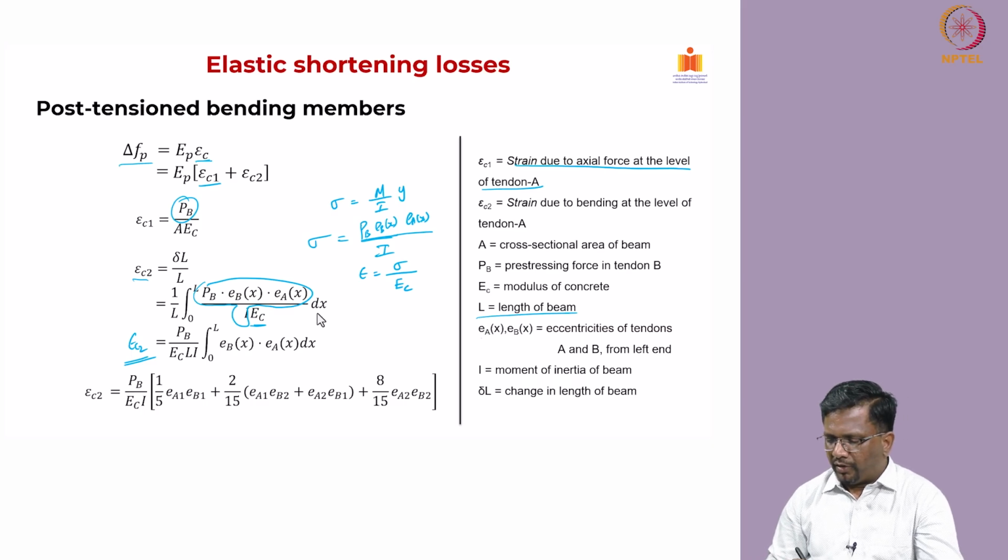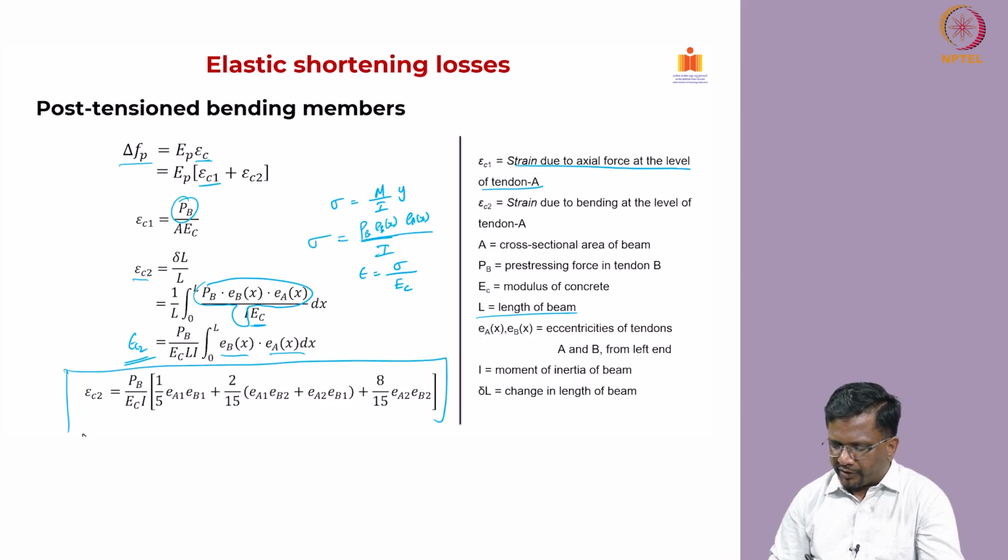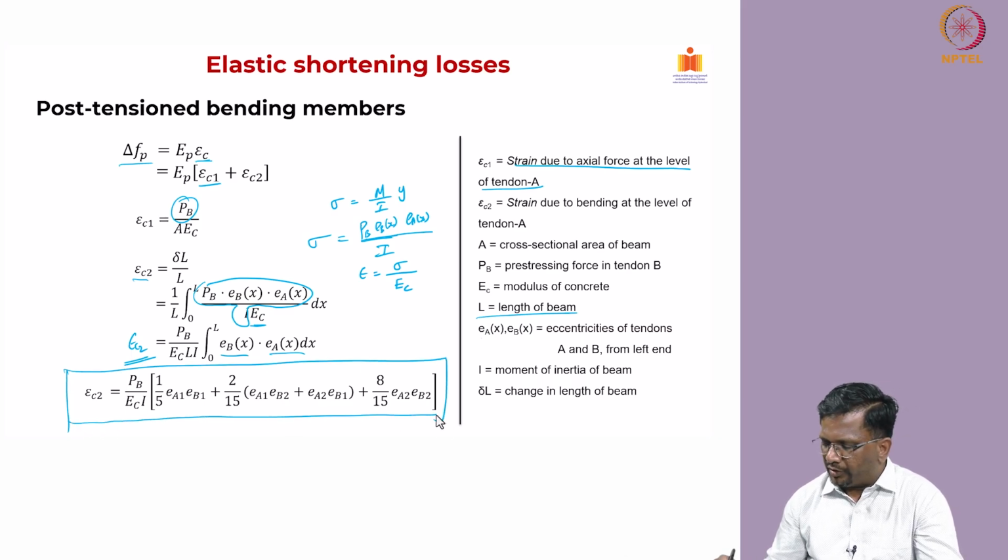So, when you plug in all these profile equations for EB and EAX, finally, we can get this nice expression that can be directly used for calculating epsilon C2. Now, if you give me the force PB and EA1, EB1, EB2, EA2 and plug them in, I can directly get my epsilon C2. So, we have done the integration, and it leads to this simple equation for epsilon C2, where you plug in the eccentricities of the two cables and the pre-stressing force of cable B that we are applying, to get your bending component strain epsilon C2, right.